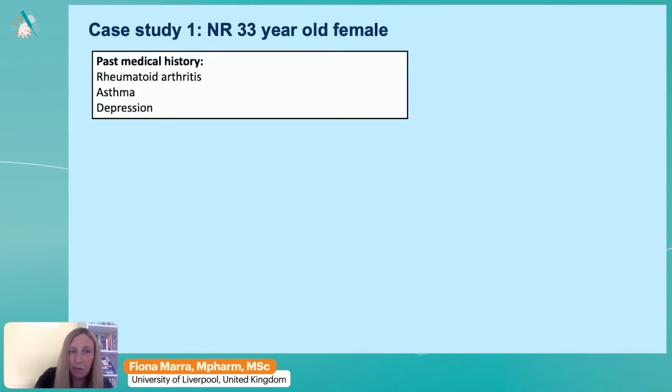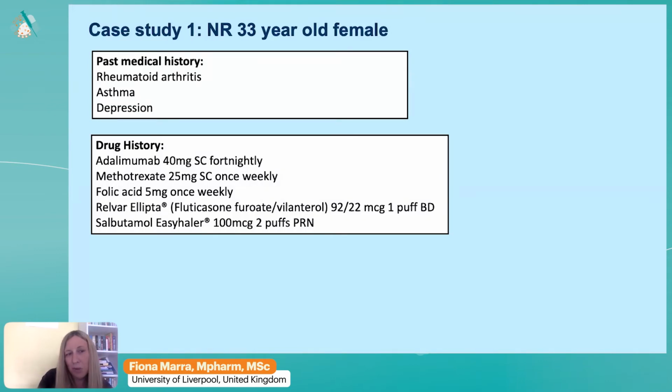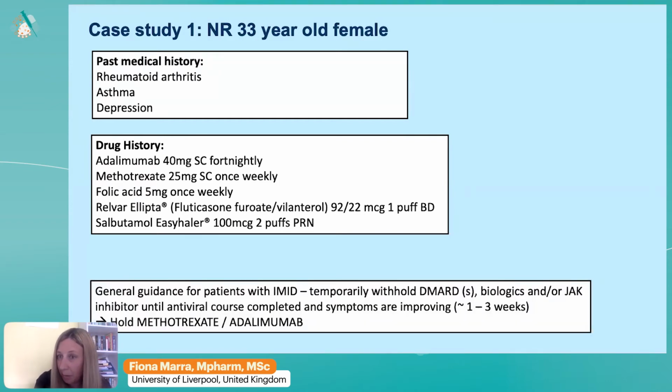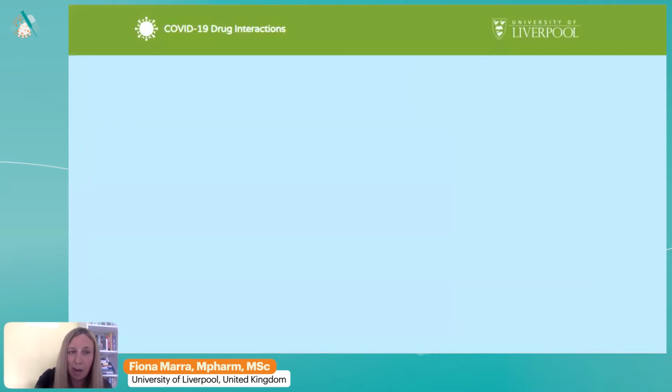This was a 33-year-old female with rheumatoid arthritis, asthma, and some depression. She was on adalimumab and methotrexate, folic acid, and some inhalers. Importantly, before we start thinking about drug interactions, our local guidance, and certainly many national guidelines I've seen, say that patients with immune modulatory disease can temporarily withhold their DMARDs, biologics and JAK inhibitors until the antiviral course is complete and the symptoms are improving. So the decision in this patient in the first instance was just to hold the methotrexate and adalimumab.